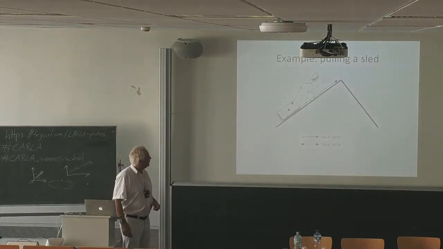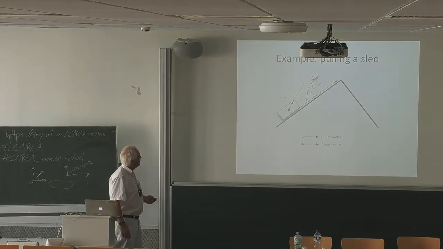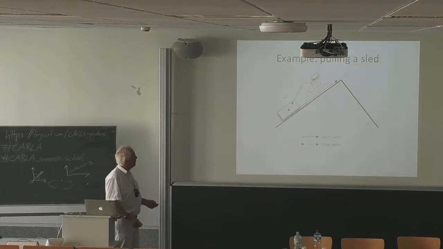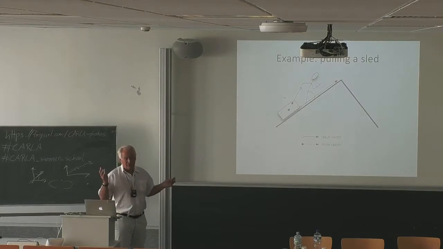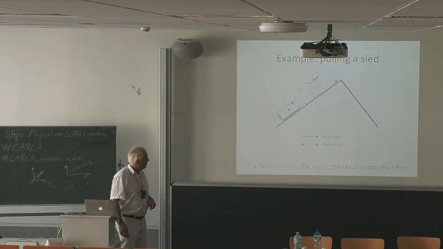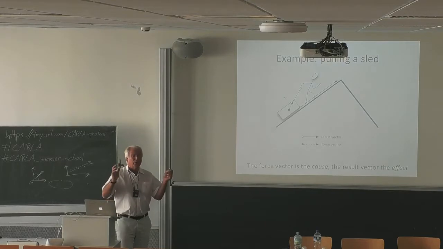Now here is a simple example. This is the patient. This is the agent, sorry. This is the force vector. You're pulling up the hill here. And then this is the result vector, this sled changing its position. And because of gravitation, the result vector doesn't have the same direction as the force vector. This is a simple example here. And of course, this is in a sense also a model of causation.